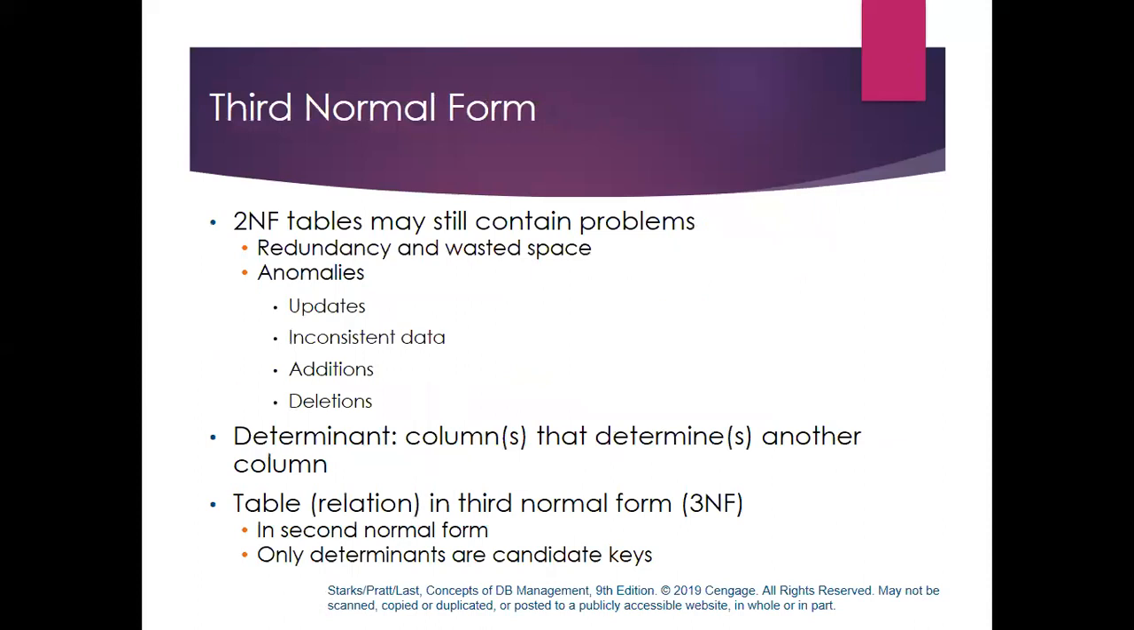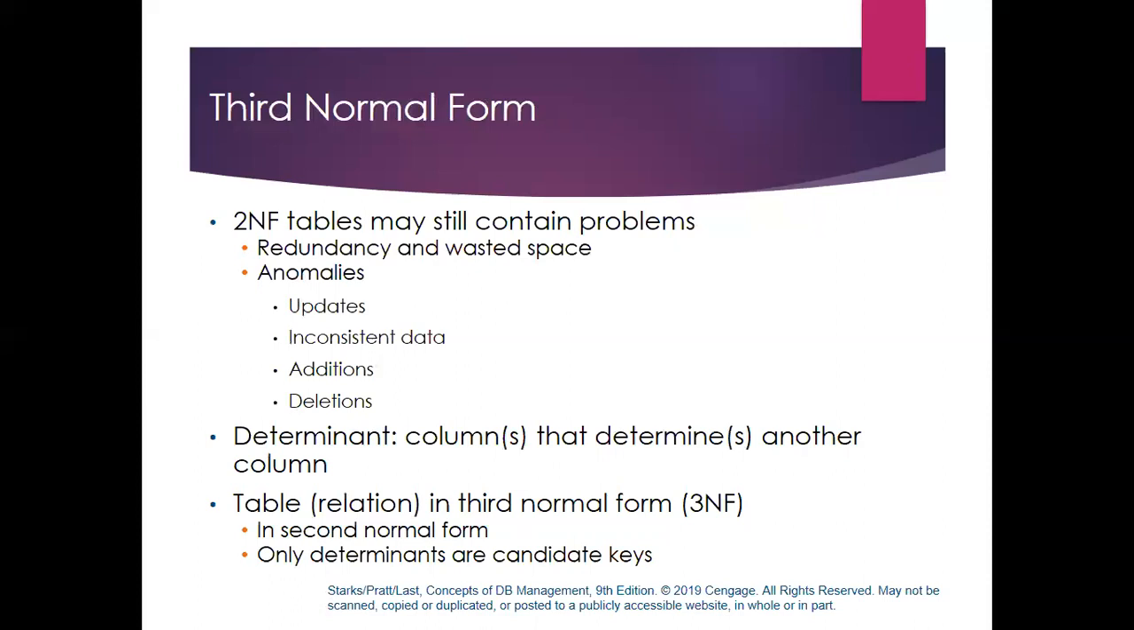Third normal form. A table in second normal form may still contain problems such as redundancy and anomalies such as updates, inconsistent data, additions, and deletions. Any column that determines another column is called a determinant.